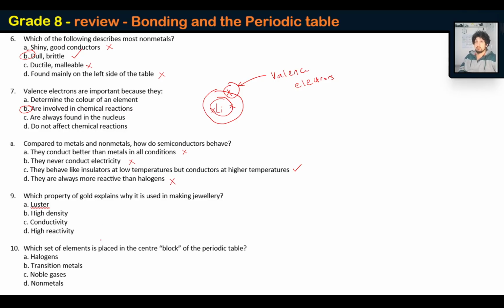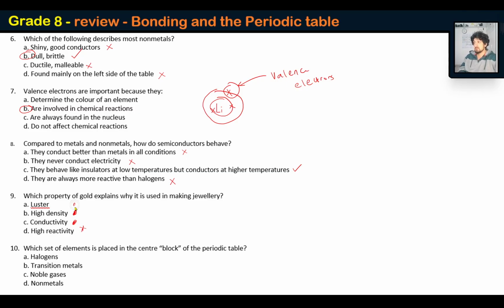So let's have a look at the options. That will help us answer the question. Which property of gold explains why it's used in making jewelry? Is it the luster? Is it the high density? Is it the conductivity? Or is it the high reactivity? Now, I want you to be very careful answering these questions. Yes, gold has high density. That is true. And yes, gold is highly conductive. In fact, it's a very good conductor. It's not highly reactive at all. In fact, it's quite stable. But just because these two are true doesn't mean they are the correct answer.